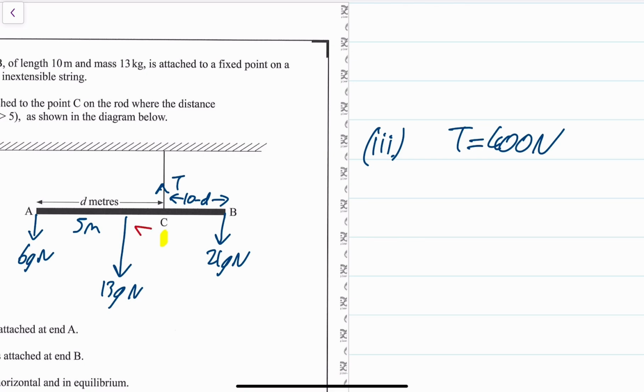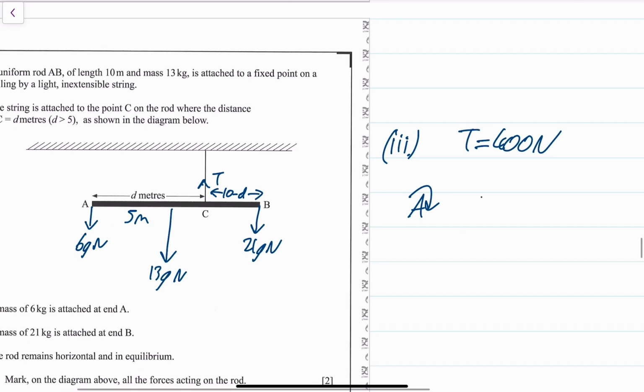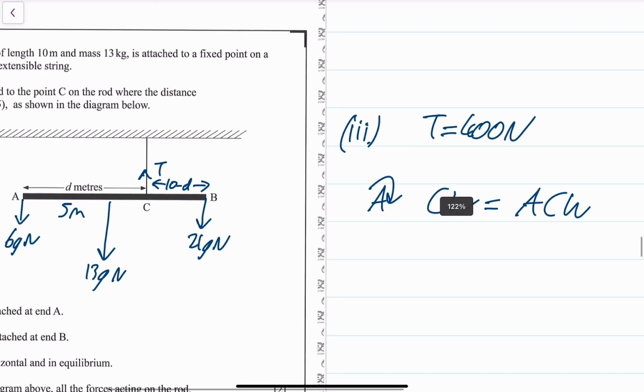Why it's a wee bit trickier, you'd have to find this length here from C to the midpoint, which is going to be a wee bit tricky. It's just a bit awkward. You could do it, but you don't have to do it. It would be easier if we just take moments about A. Because it's balanced, taking moments about any point, clockwise is still going to be equal to anti-clockwise.